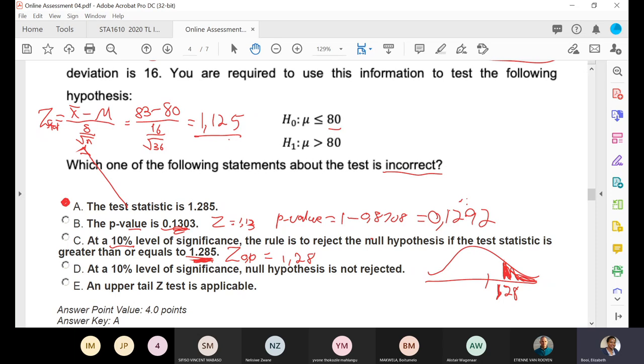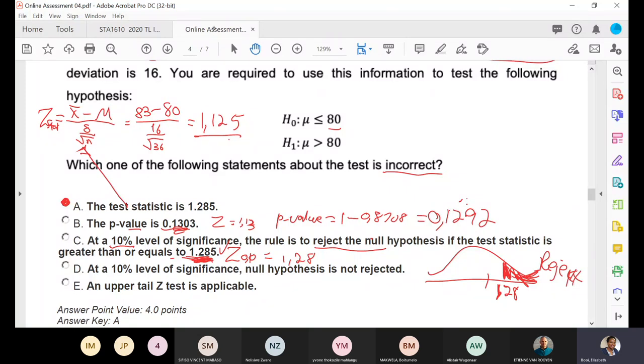That's what we found. The Z value of 1.28 falls in the rejection area. So therefore, we're going to reject the null hypothesis because it falls in the rejection area. So question number C is also correct. We reject the null hypothesis if the test statistic is equal to or greater than 1.28, because we did find our critical value to be 1.28.